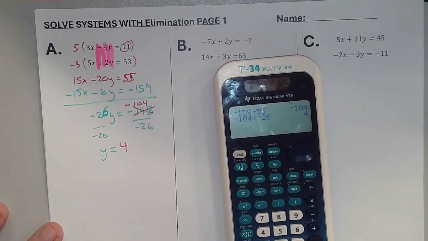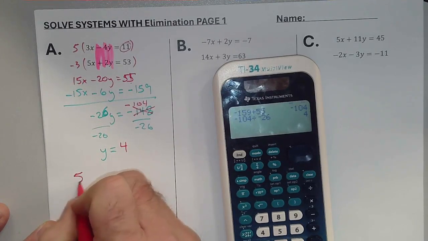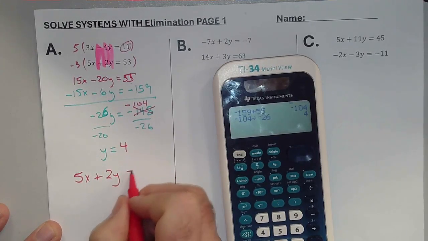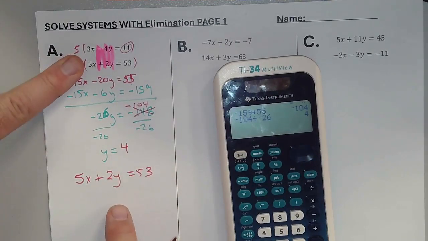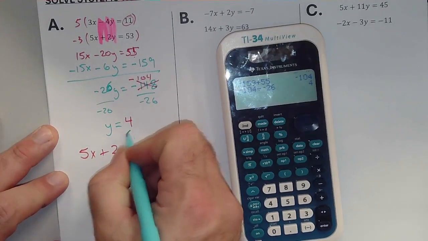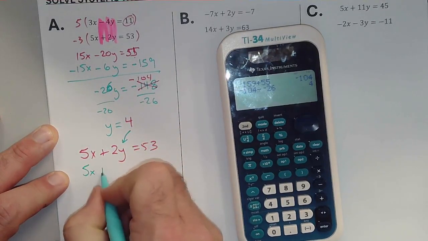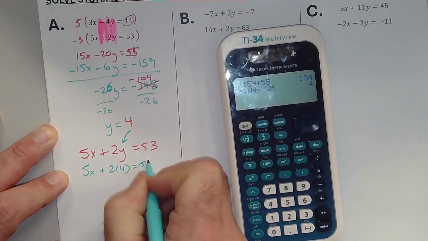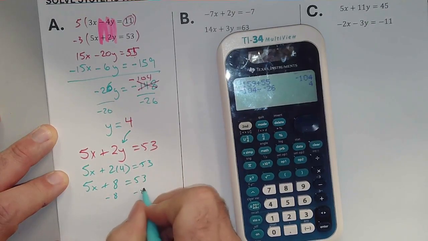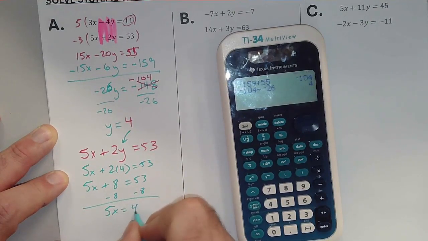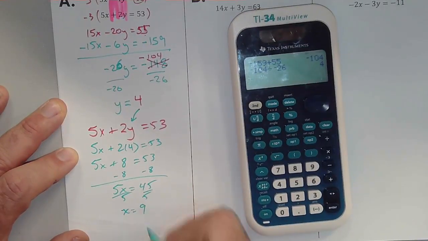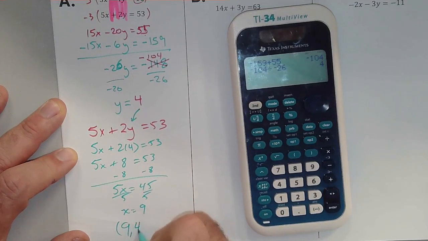Jeez Louise. All right, I'm going to take the second equation, 5x plus 2y equals 53. I chose the second equation here because then all the numbers are positive, and we've already shown that I make mistakes. So this 4 goes right here. 5x plus 2 times 4 equals 53. 5x plus 8 equals 53, minus 8, minus 8. 5x equals 45, divide by 5, divide by 5. And we get x equals 9, which means my ordered pair here is 9, 4.